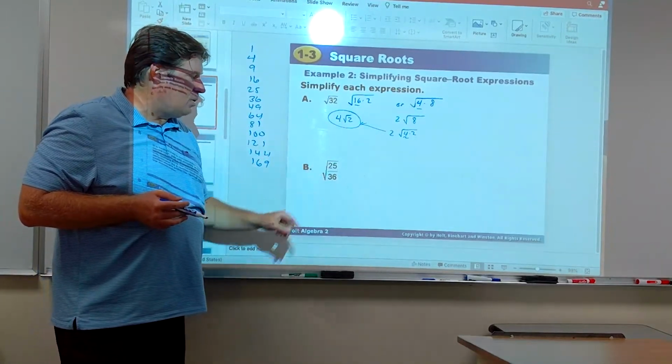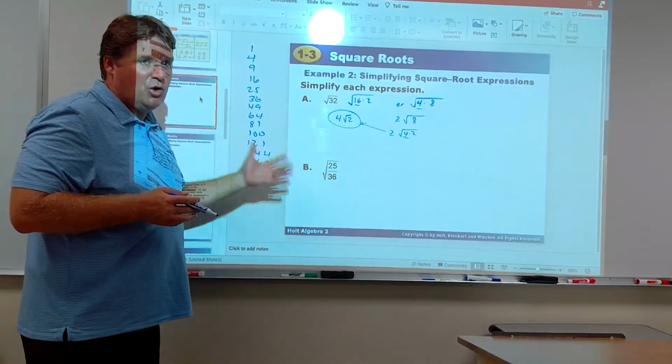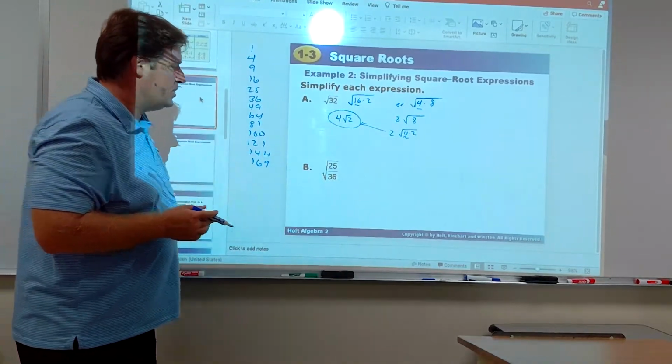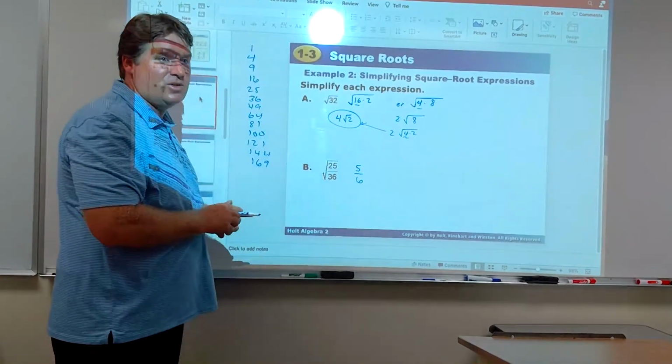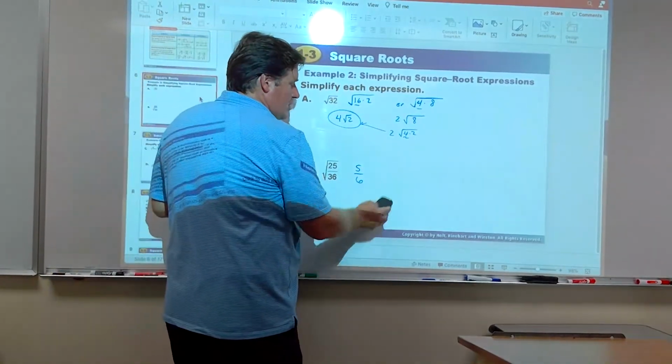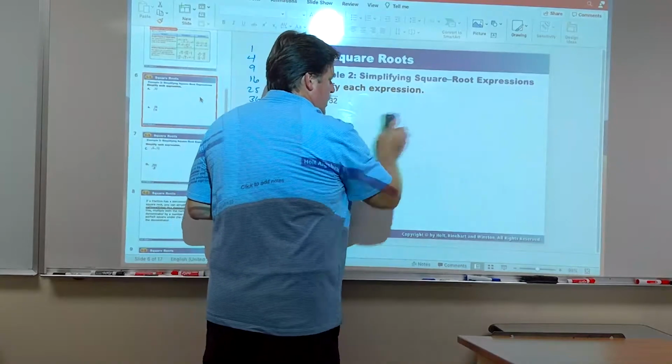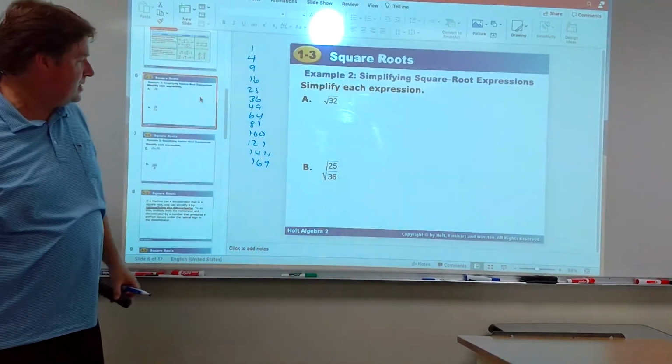This one's kind of nice, the square root of 25 over 36. Well, those are both perfect squares. You always want to recognize those. We would just say, all right, that's 5 over 6. So that worked out pretty easy. Don't want to really divide those if they're perfect squares. Just take the square root of those, and that'll simplify nicely.